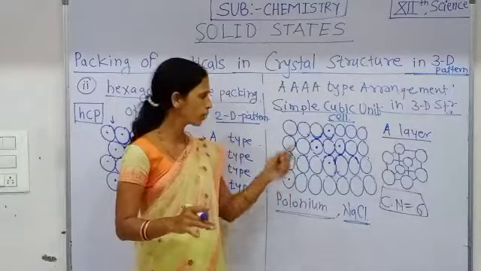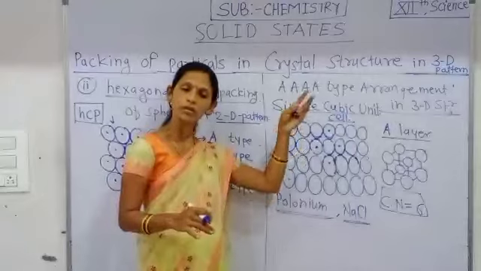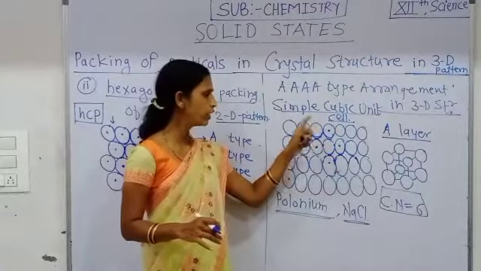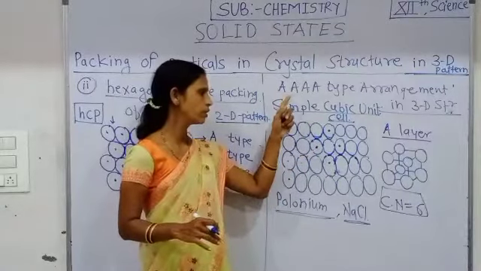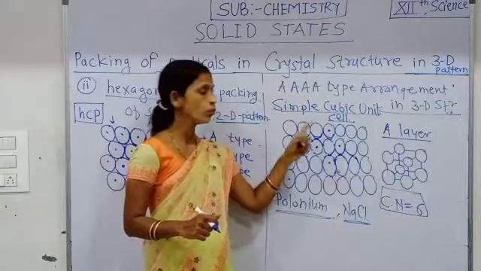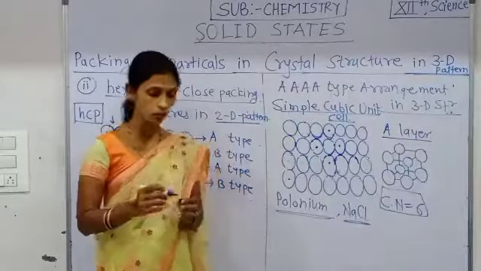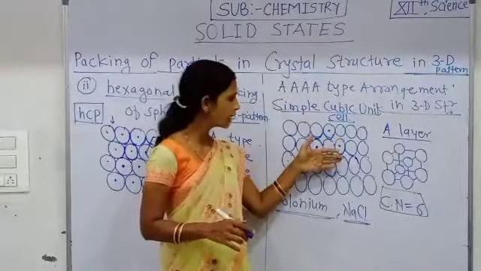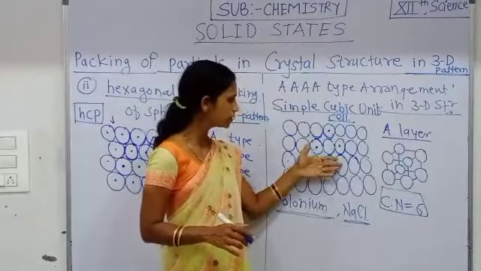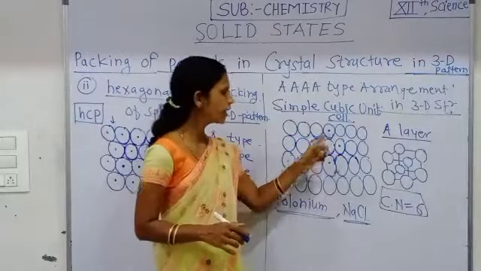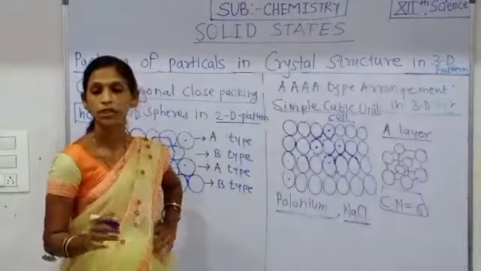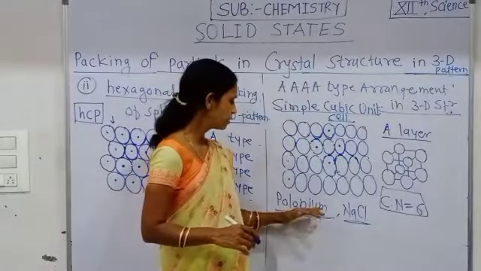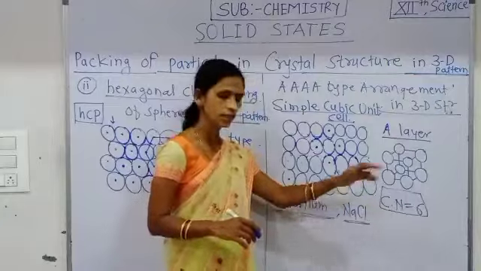4 in the same layer, 1 from the layer which is above it, and the remaining one sphere which is from the layer arranged at the back side of that layer, the back layer. That means here coordination number is 6. And examples of simple cubic unit cell are polonium and NaCl.